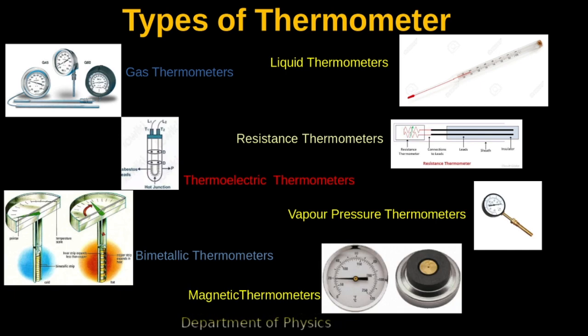The magnetic thermometers. These thermometers are based on the principle of change in the susceptibility of a substance with temperature. These thermometers are useful for measuring low temperatures near absolute zero.